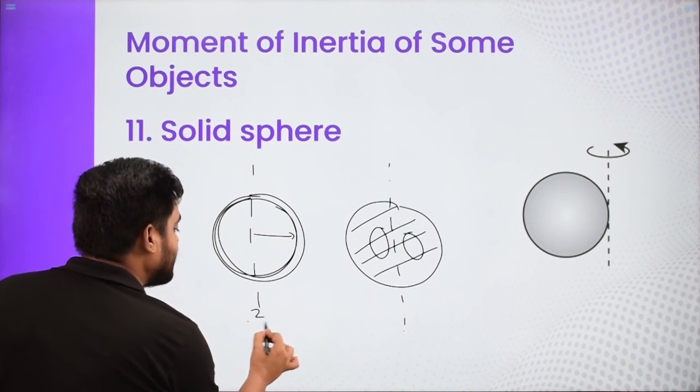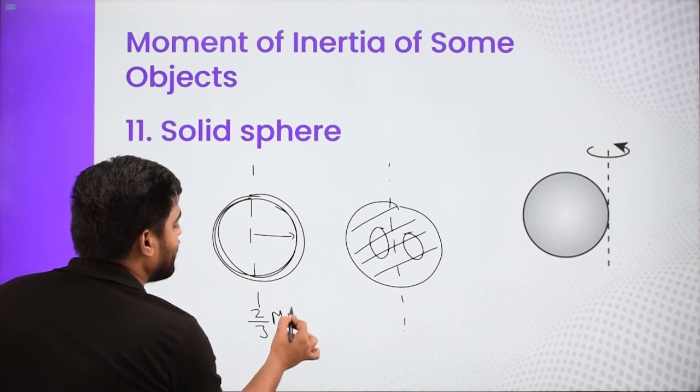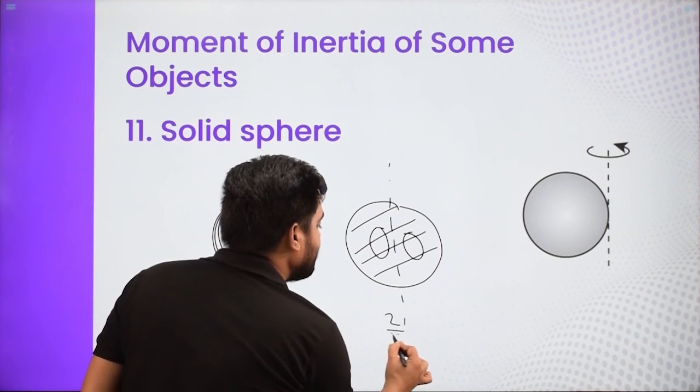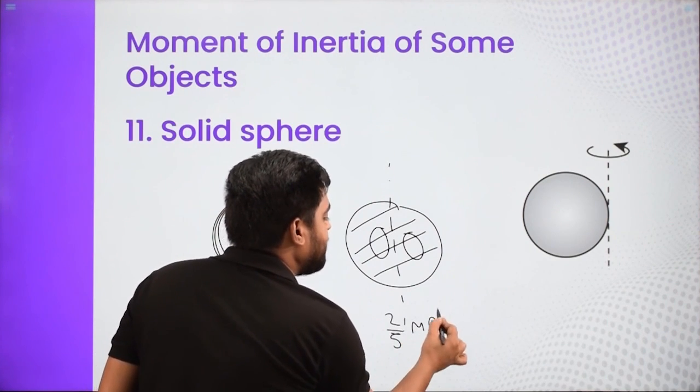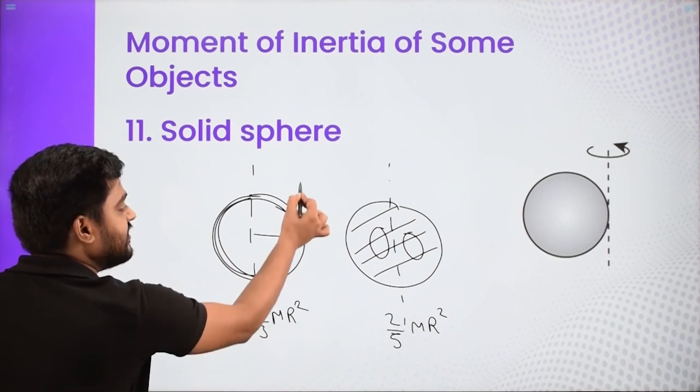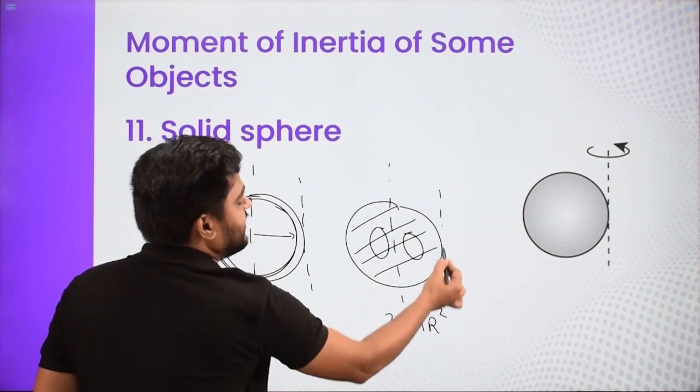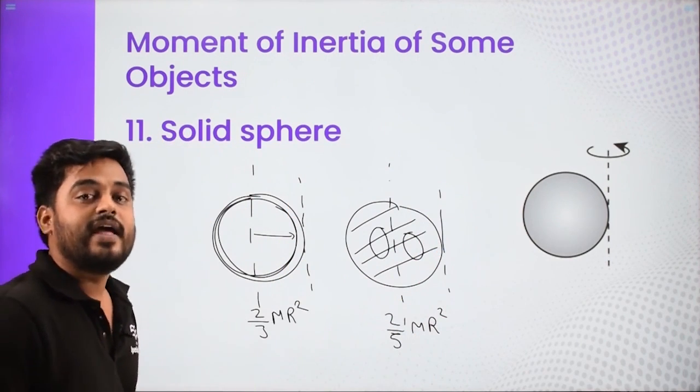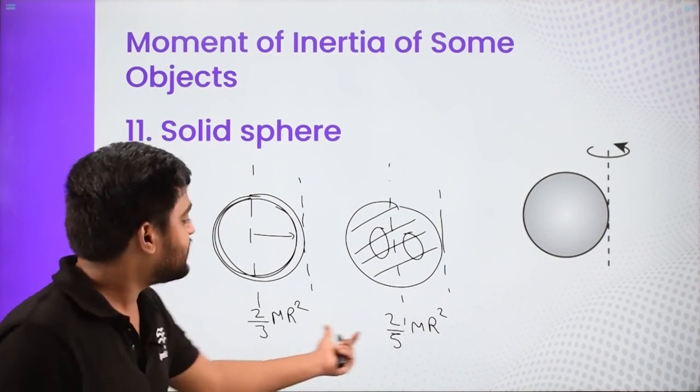That's how you can remember this is 2 by 3 MR square, while this is 2 by 5 MR square. If you apply the parallel axis theorem, then you can get the moment of inertia about these two axes as well. You just need to add MR square to these two ICM.